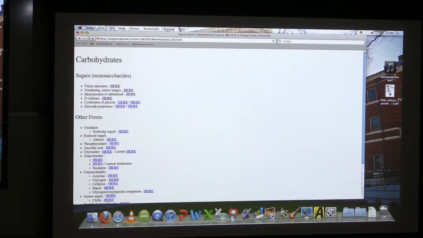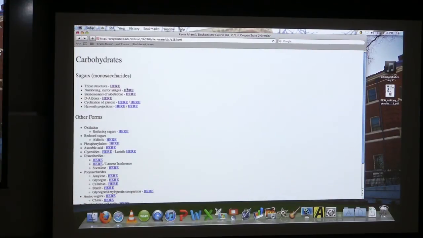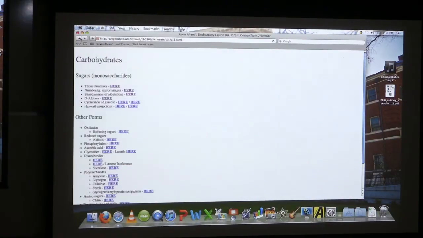Fructose. Okay, fructose was here. That should be double bond oxygen, not double bond OH. But that's fructose. And as I said, fructose has the same structure as glucose, just a ketose instead of an aldose. Okay, so those are the structures of carbohydrates that you need to know.